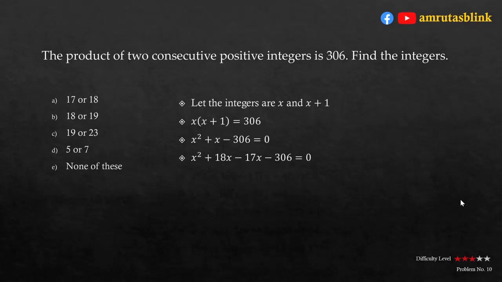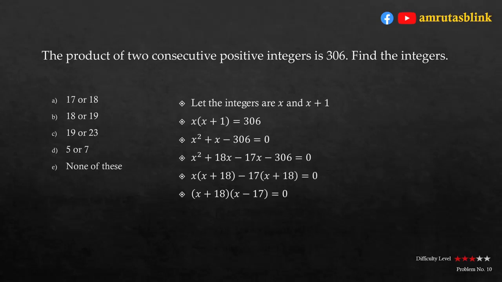Now you need to find the factors of 306, which will give you the summation as plus 1. So 18 and 17. So x square plus 18x minus 17x minus 306 is equal to 0. So x into bracket x plus 18 minus 17 into bracket x plus 18 is equal to 0. x plus 18 into x minus 17 is equal to 0. So x plus 18 is equal to 0 or x minus 17 is equal to 0.